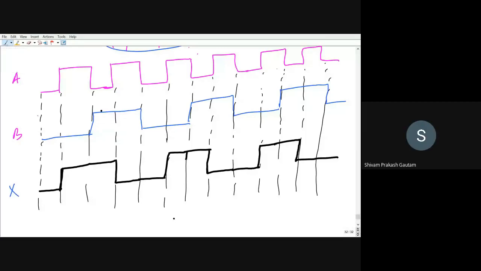Okay, that is right. So this is what we have drawn for XOR. Similarly, you can draw it for XNOR as well. So this completes our logic gates, and we will stop it here.